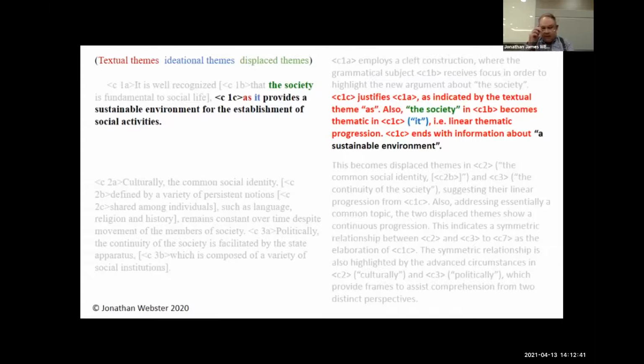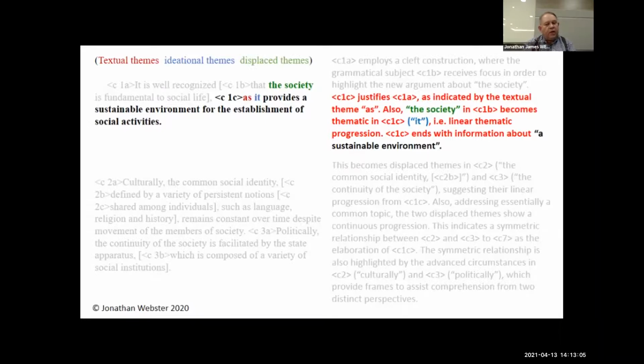The point is to be able to think about the choices that you're making with respect to the language. Why do you choose to begin that sentence, that clause, the way you do? It has meaning. It has significance. It is a choice.